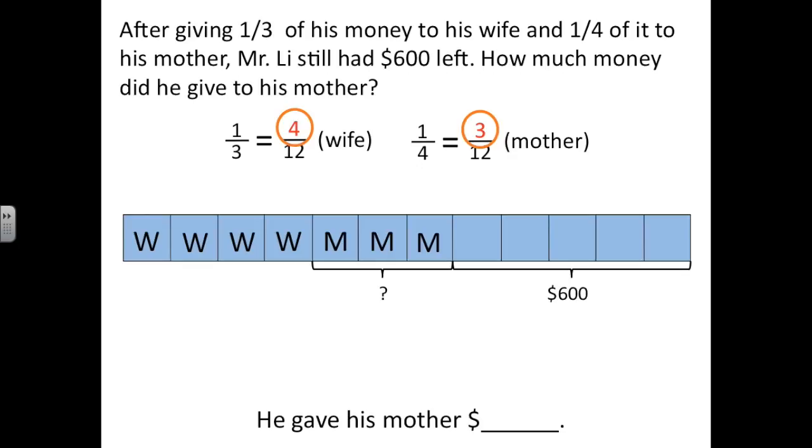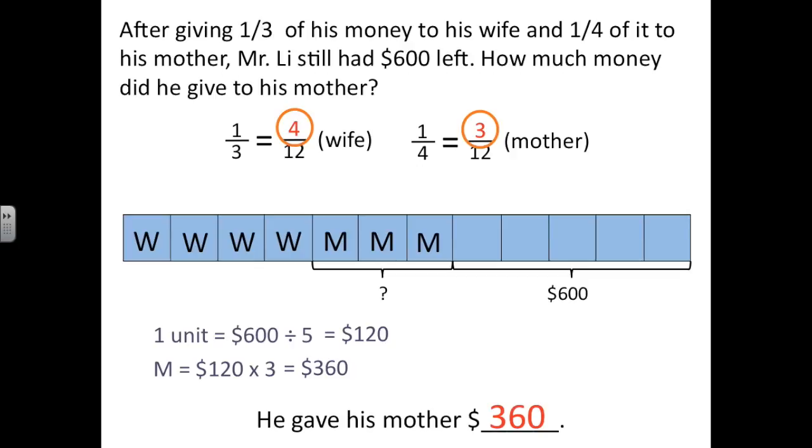I know that 600 is equal to 5 units. So now, am I able to find what 1 unit equals? I am. 1 unit equals 600 divided by 5. So therefore, 1 unit equals $120. If each one of these units is $120, I can find how much money he gave to his mother. He gave his mother 120 times 3 because each unit is 120 and there are 3 units that were given to his mother. So he gives his mother a total of $360.